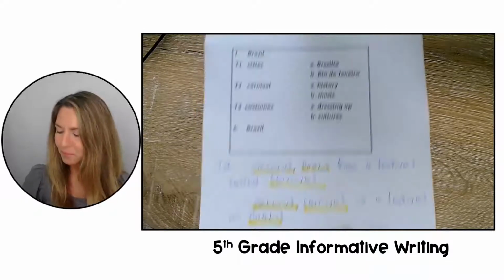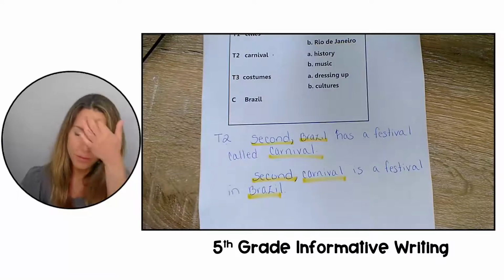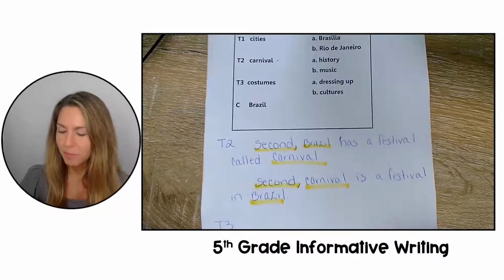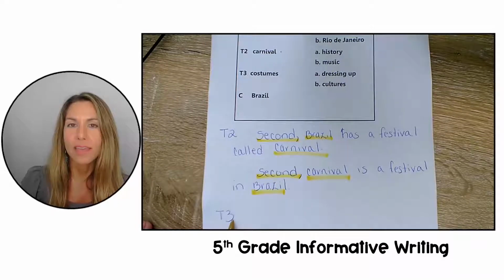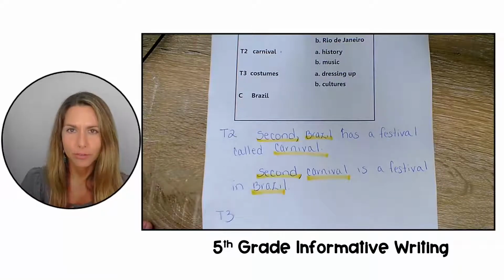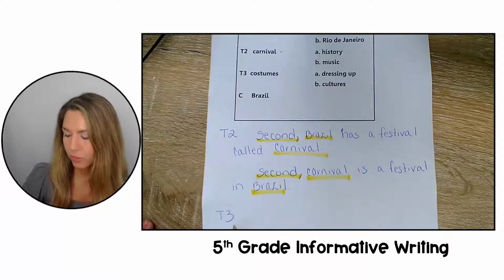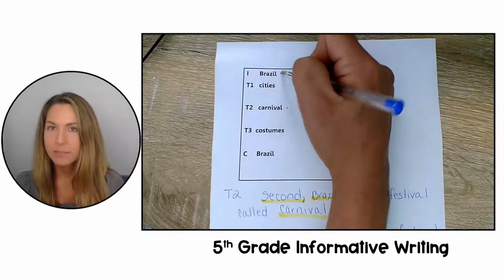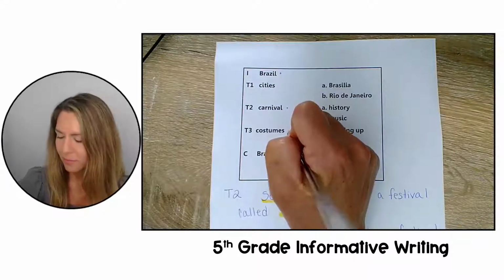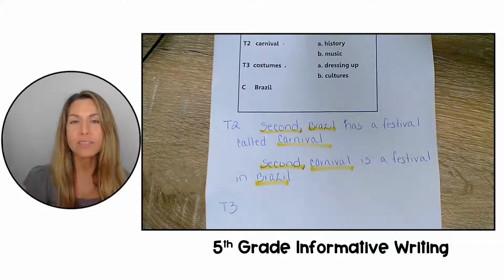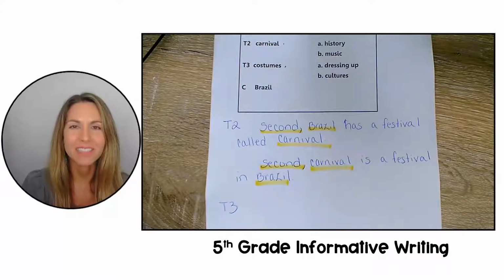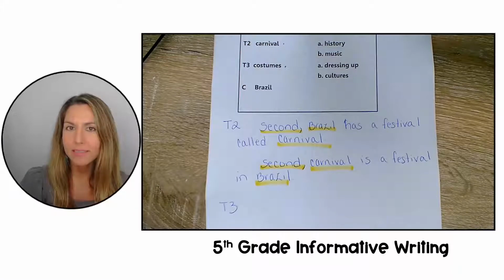Can you try one with me? Get out your writing notebook, blank piece of paper. Let's do T3 together. Okay? So in T3, we start with a transition word. So 3, what transition goes with 3? Third. So we're going to use a transition word third, the prompt, which is Brazil, and the topic, which is costumes. Go ahead and write your topic sentence for T3 while I write my topic sentence, and then we'll review.